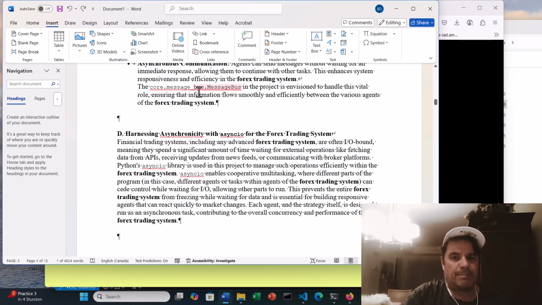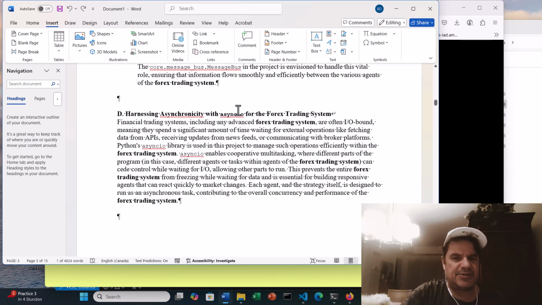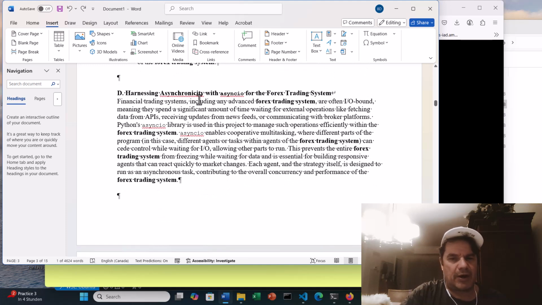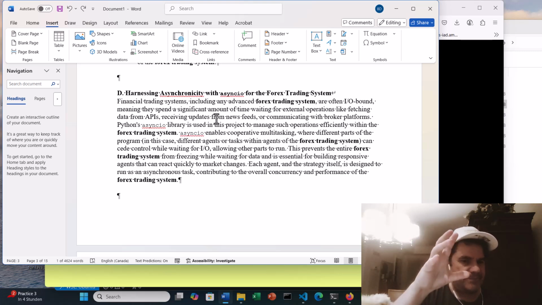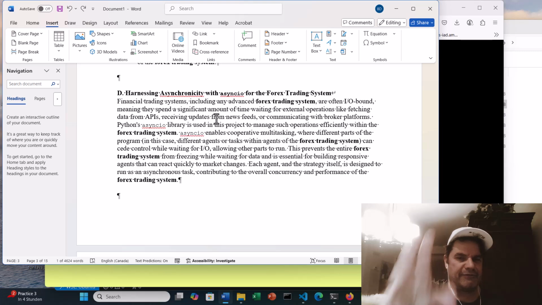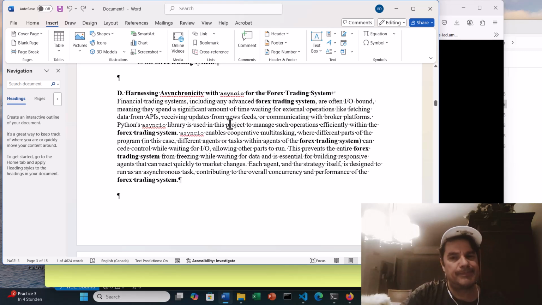So here we have this core message bus project, envisioned to handle a vital role, ensuring information flows smoothly and efficiently between the various agents. So we have to harness asynchronicity with the async IO. Now, again, this is fairly advanced. The one I have here is fairly simplistic, but the AI generated and built out a very well thought out and architected system. It's IO bound.